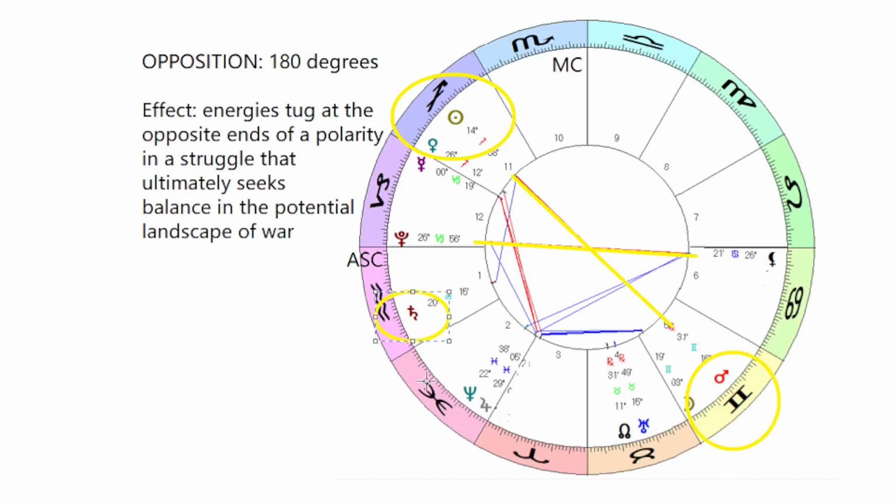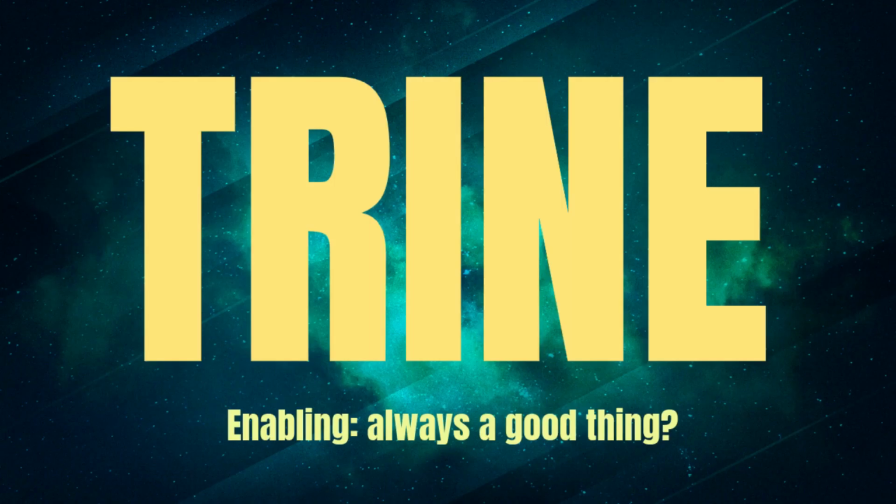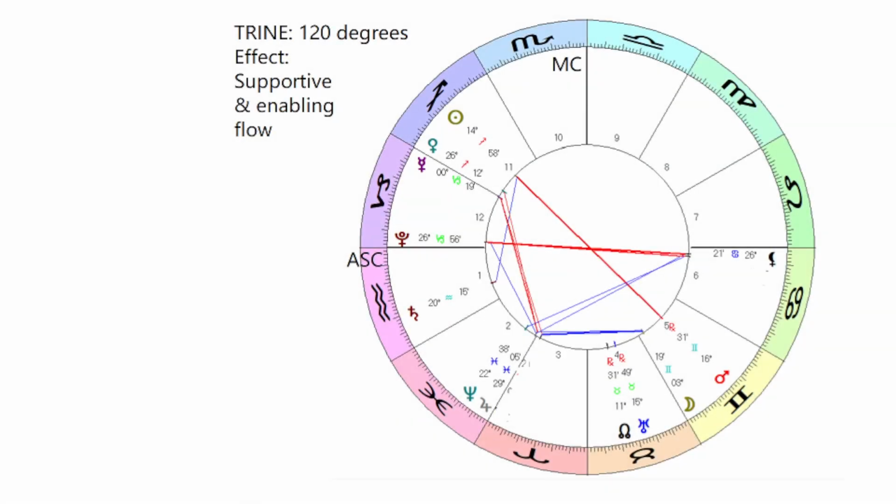This person may take on a lot of responsibility because they have Saturn in the 1st house. So they may stay home and decide to raise children instead of going off on these worldwide adventures that their heart, their sun really wants to do. Next, we have the trine.